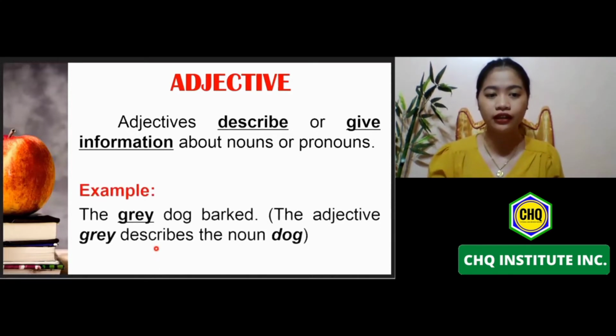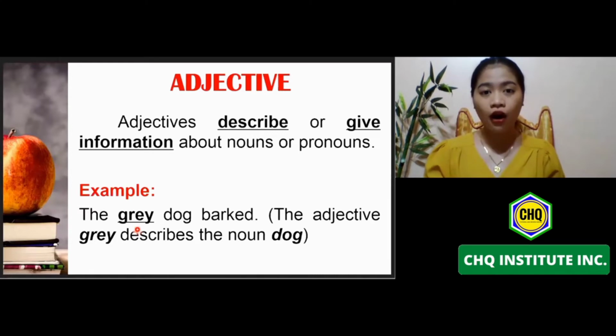The first one, the gray dog bark. So the adjective here is gray. The color gray describes the noun dog. Through the use of this adjective, nalaman natin na ang kulay pala ng aso ay gray. So through the use of adjective, it emphasizes the qualities or the characteristics of our noun, which is the dog. So that is one of the functions of an adjective.